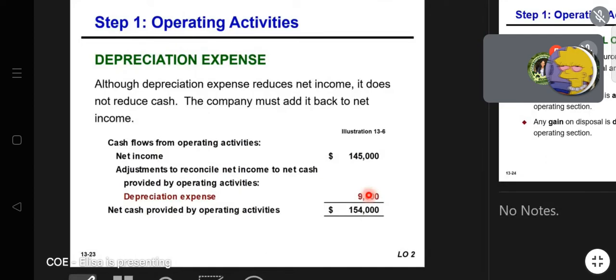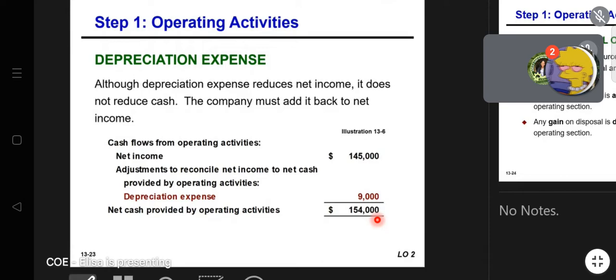Because we did not pay for it. Remember, we are trying to compute how much is the cash generated by operating activities. In this case, we started with 145,000. This is a result of the accrual basis of accounting. But we are trying to reconstruct how much our cash generated out of operating activity should be. So we add back the depreciation expense. I want you to understand why we add it back. So that's number 1. Net cash provided by operating activities is 154.